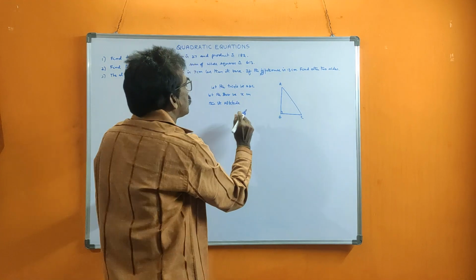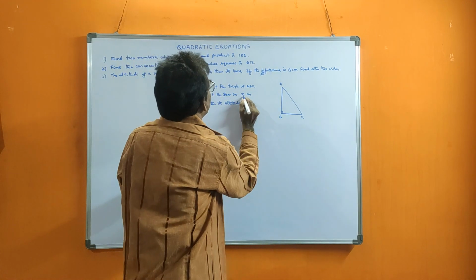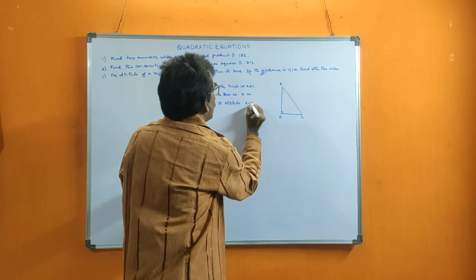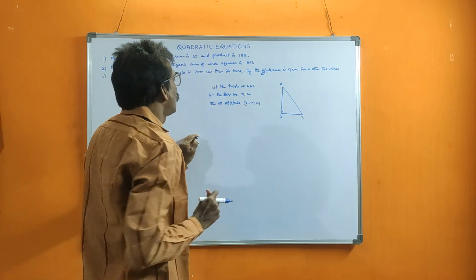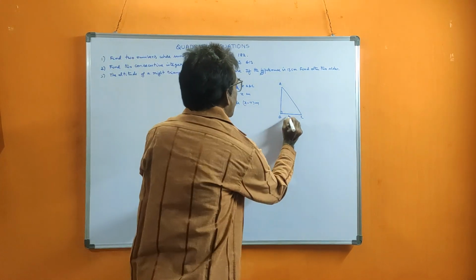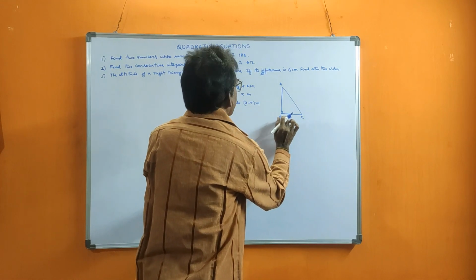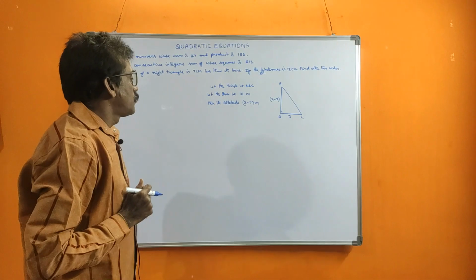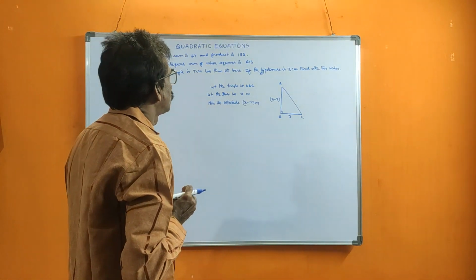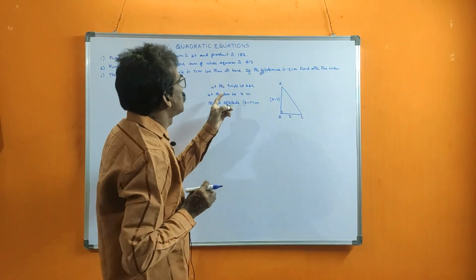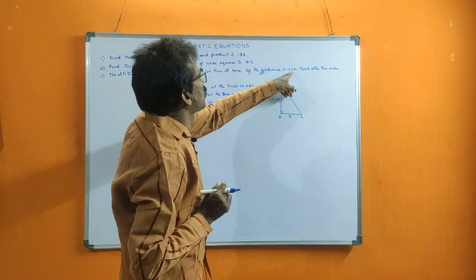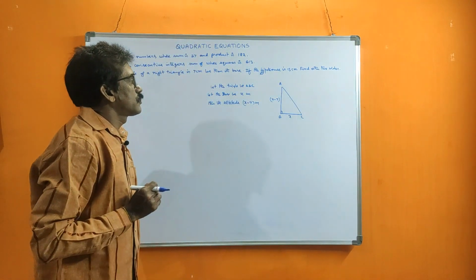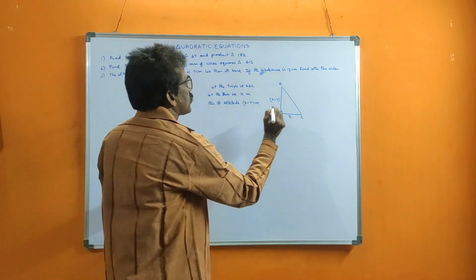Its altitude is how much? 7 less than its base. So it is x minus 7. This is the altitude. Understood now? The base is x, and the altitude is 7 cm less than the base. Now, if the hypotenuse is 13 cm, find the other two sides. The hypotenuse is 13 cm, given.